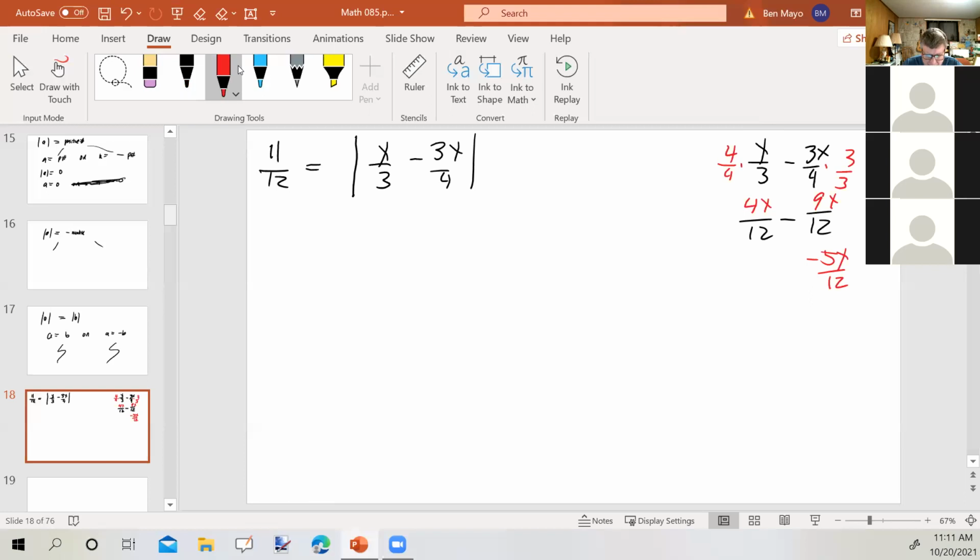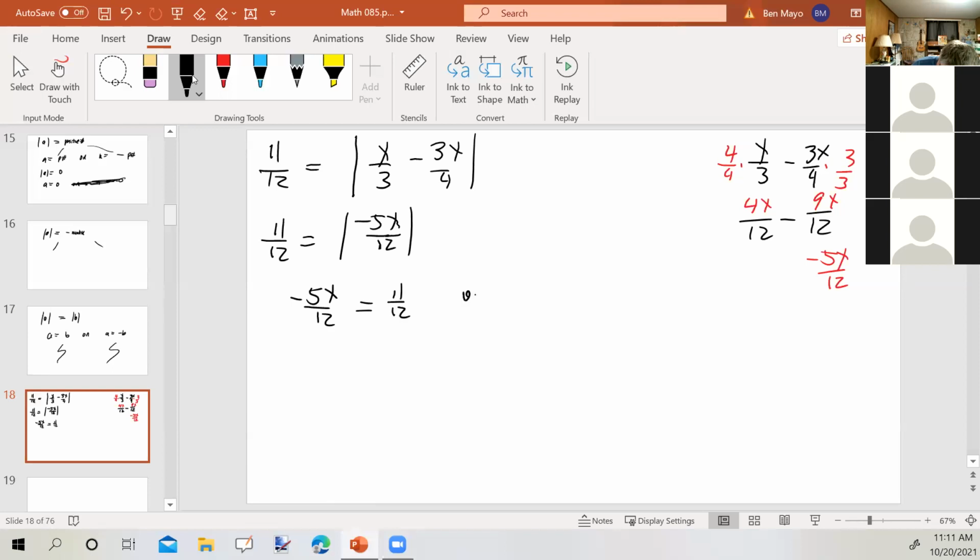Any questions about how I did that? So now I can come back over here and say that. Okay. So now I've got an absolute value isolated, set equal to a constant. So either what's inside the absolute value equals 11/12, or what's inside the absolute value equals the opposite of 11/12. Okay, so far?